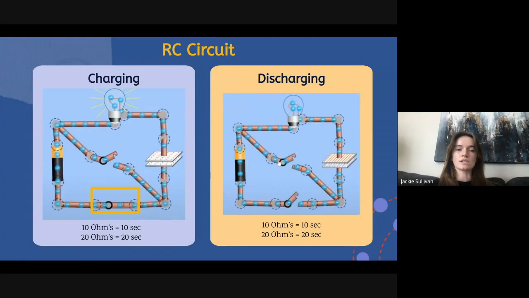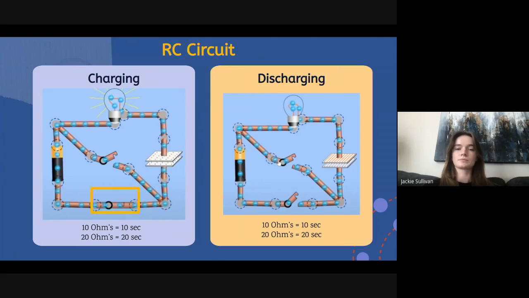So next for the RC circuit, I determined the ohms per second and showed the charging versus discharging. And basically all this shows is that it's the same for charging and discharging. And then you can see the setup. I put a little box around the connection to show when it would be charging versus when it's not charging.